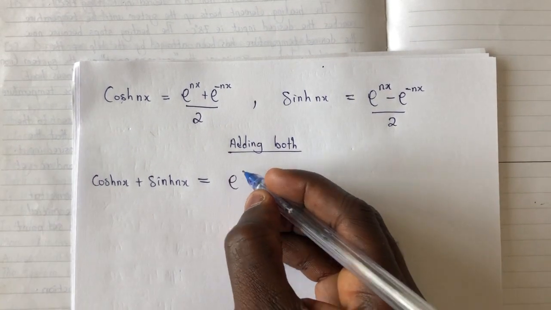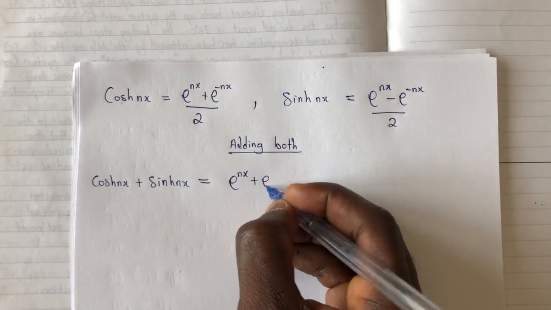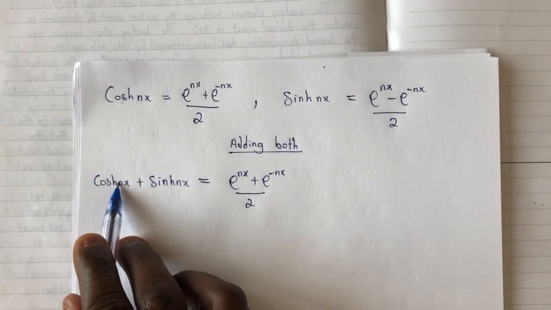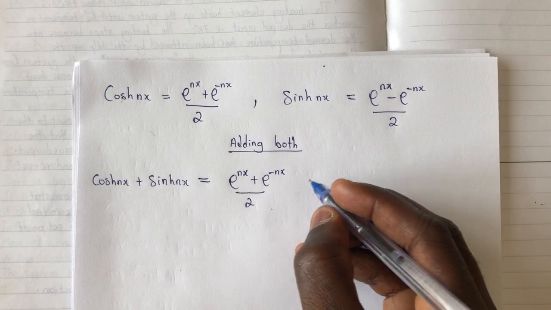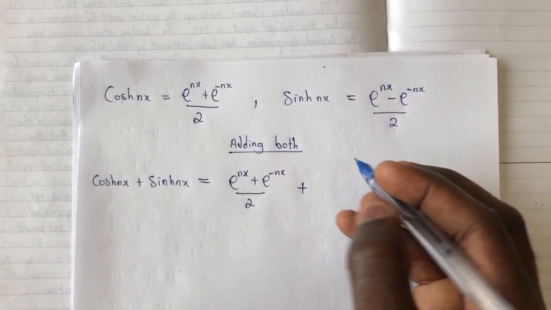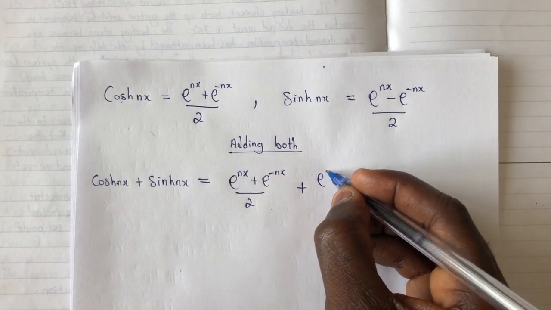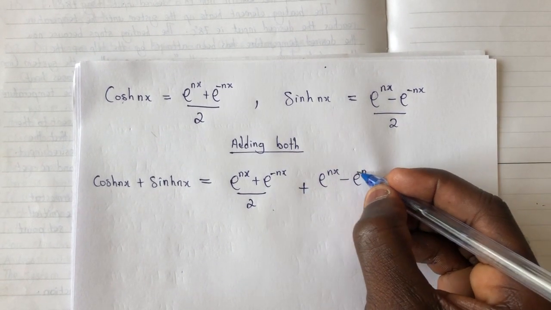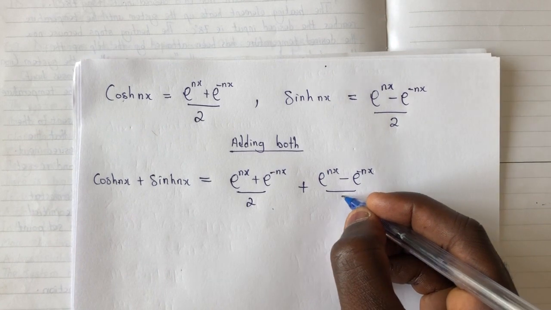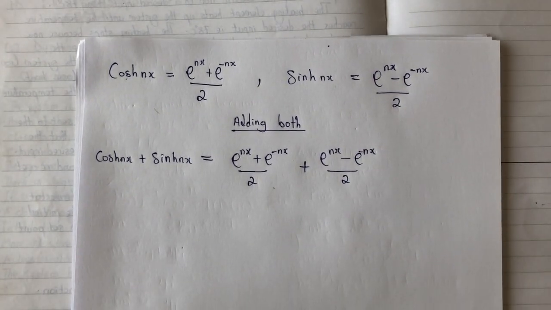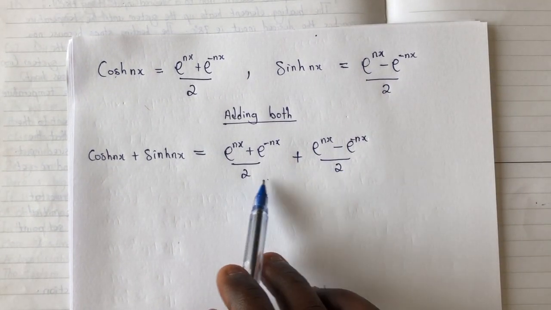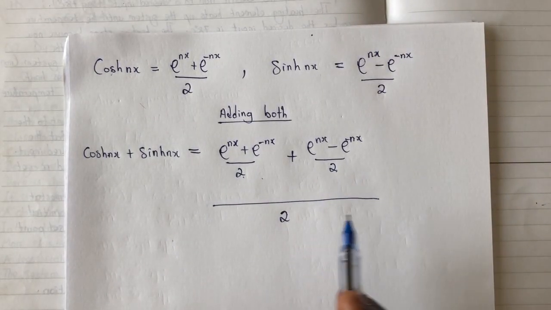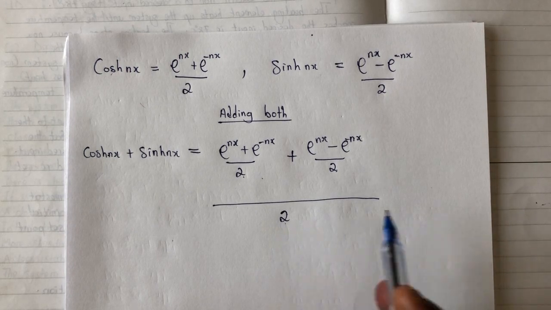We have e raised to the power nx plus e raised to the power minus nx all over 2 is equal to cosh. Then we add it to the sinh, this side. We have e raised to the power nx minus e raised to the power minus nx all over 2. Now, when I get here, I can take LCM. So what will be my LCM? My LCM is 2. I'll take 2 as my LCM, the lowest common multiple.